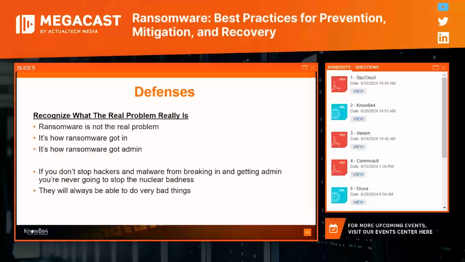But if you're trying to protect yourself against ransomware, the first thing you have to recognize is that ransomware is not really your problem, your real problem, your primary problem. It's how the ransomware got in. It's how the ransomware got admin or root or administrator.